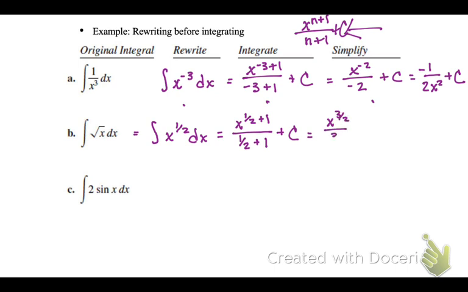over 3/2 plus c, but I can't leave it like that. I have to multiply by the reciprocal. When I divide fractions, I multiply by the reciprocal. So that would be 2/3. That looked like a negative because it made a line. 2/3 x to the 3/2 plus c.